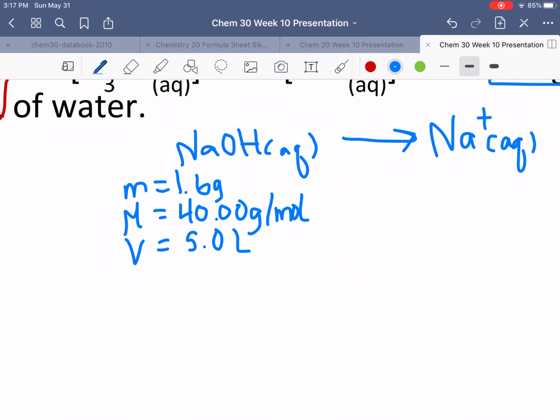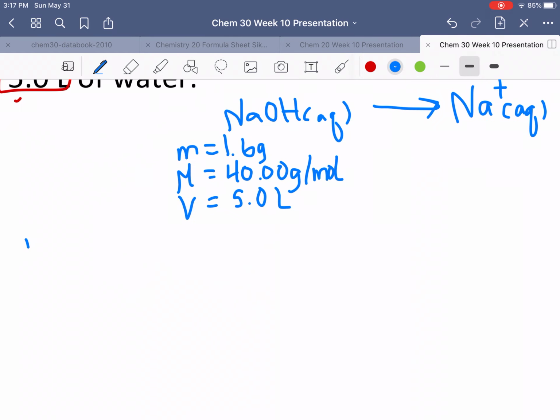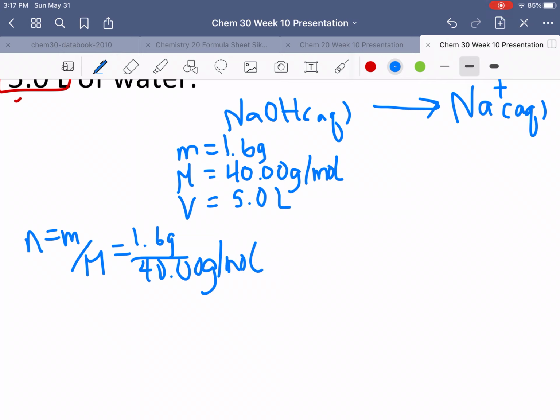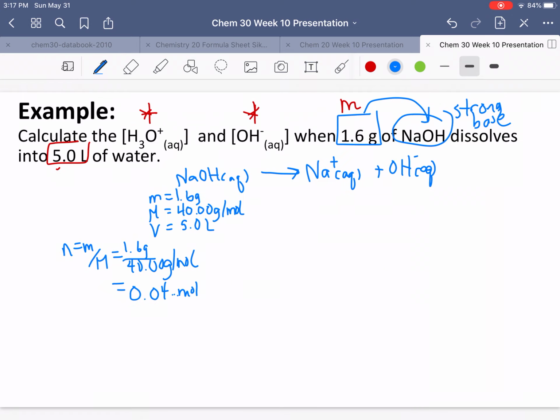And the volume was given us in the question, 5.0 liters. So let's figure out what n is, because we've got everything we need to do that. n is equal to mass over molar mass, plug in your values, and don't round anything yet, guys, right? Take the time. We've got 0.04 moles. Now, remember what I said. We're dealing with that 1-to-1 ratio. So we're going to divide by the 1 mole of sodium hydroxide times by the 1 mole of hydroxide. And sure enough, then we know that they're going to be identical.